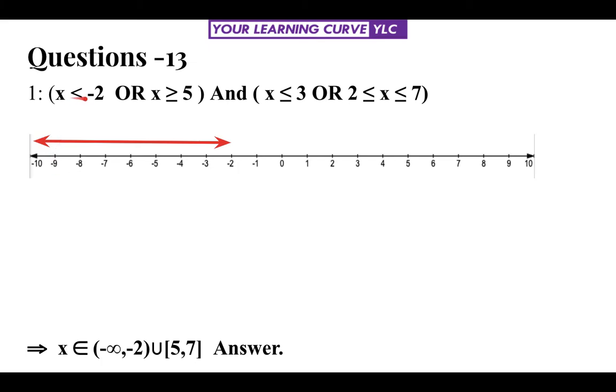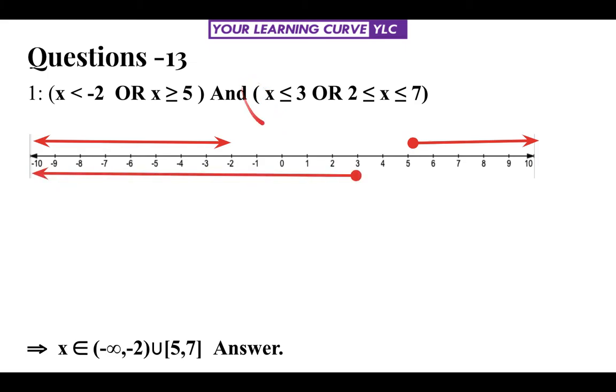So the first inequality says that x is less than minus 2, that is minus infinity to minus 2. The second says x is greater than or equal to 5, means 5 to infinity. This number is going till infinity, 5 included, minus 2 excluded. This bracket means we have to first find the answer of these two inequalities.